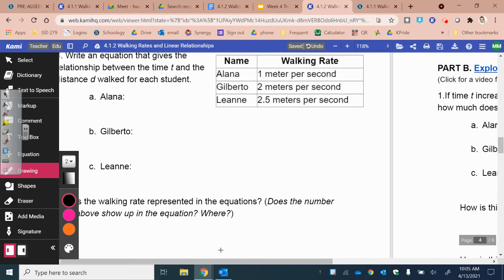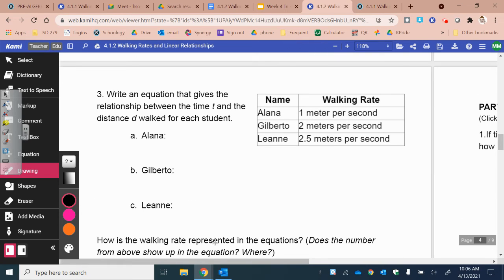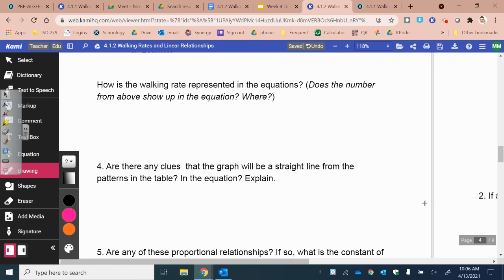And then on page 3, in part A, you need to write an equation that gives a relationship between the time t and the distance walked. Remember that this unit rate, your walking rate, should be involved. So for Alana, we should have the distance equals 1 times t. Remember, you can put the multiplication symbol in between there or not. When you have a number and a letter next to each other, that automatically means multiplication.